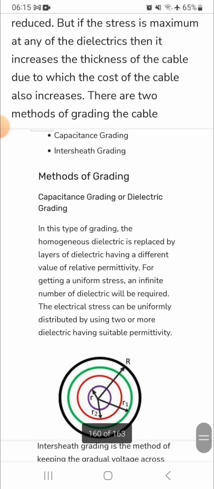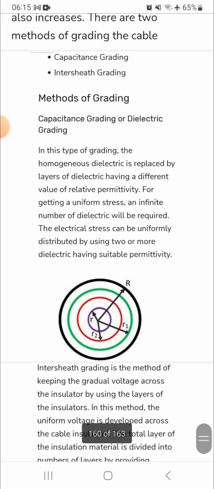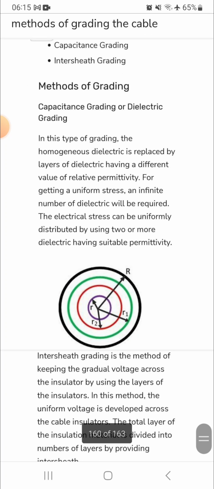Methods of grading are capacitance grading and intersheath grading. In capacitance grading, the homogeneous dielectric is replaced by layers of dielectric having different permittivity. For getting uniform stress, an infinite number of dielectric layers would be required.